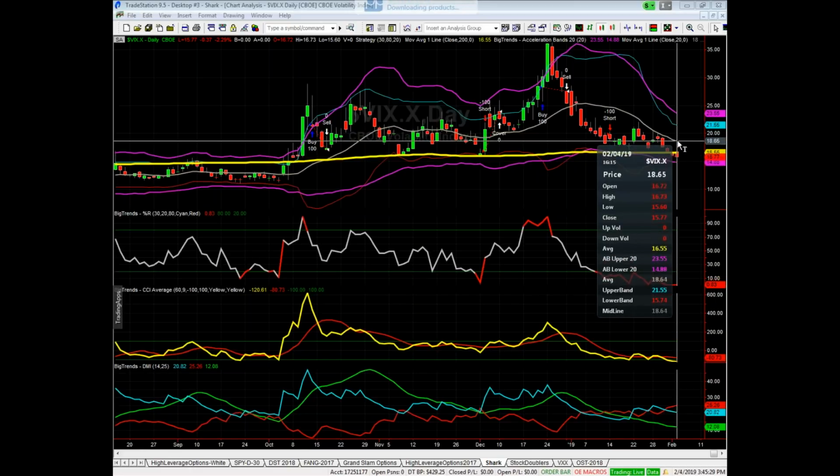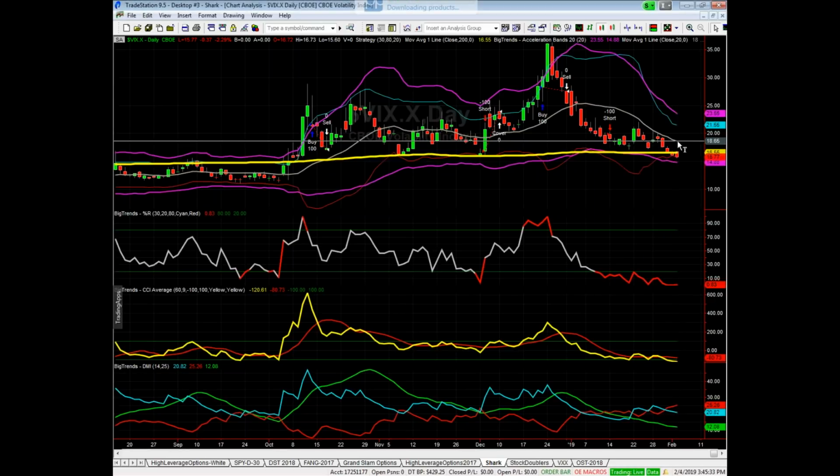20-day average right now is 18.64 and coming down a little bit. I actually did what we call a debit spread, which is where we buy an in-the-money call, sell an out-of-the-money call to kind of benefit from this projected pop over the next week or so. And go back and look at how many times that happens where you tag that lower band.